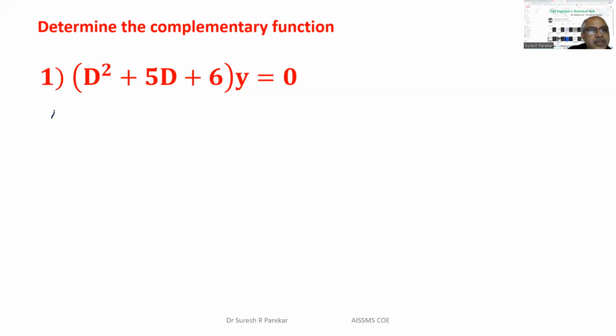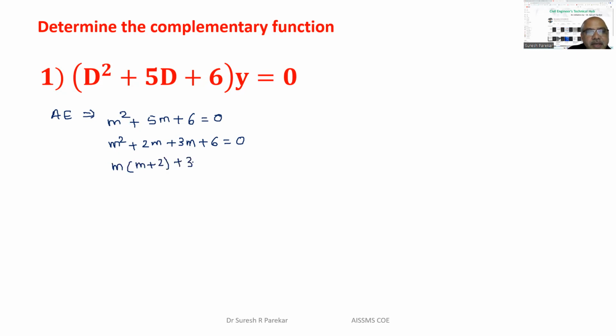to write the auxiliary equation. So we have the auxiliary equation, that is m square plus 5m plus 6 equal to 0. So this is a quadratic equation and we can write m square plus 2m plus 3m plus 6 equal to 0. From this we will get m into (m plus 2) plus 3 into (m plus 2) equal to 0. And from this we will get (m plus 2) and then (m plus 3) and that is equal to 0.